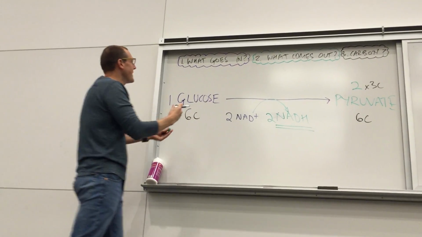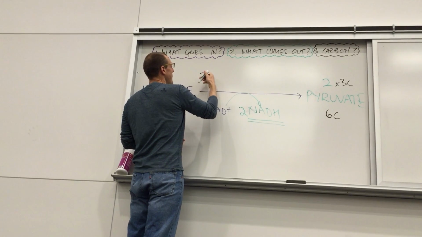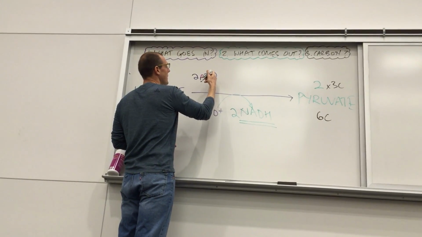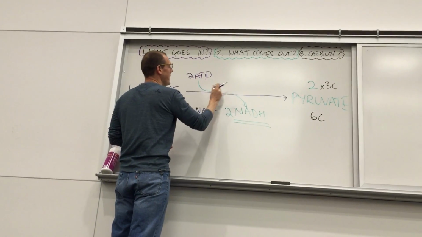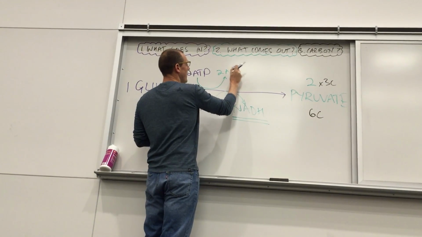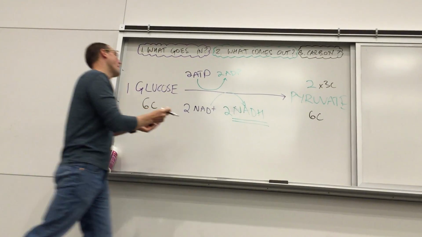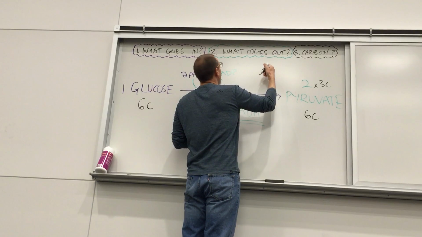We put a little bit of ATP in. So what goes in is 2 ATP. And if I break ATP down, what do I get out? ADP, 2 of them, okay? I also get a little bit of ATP out. So I get actually 4.